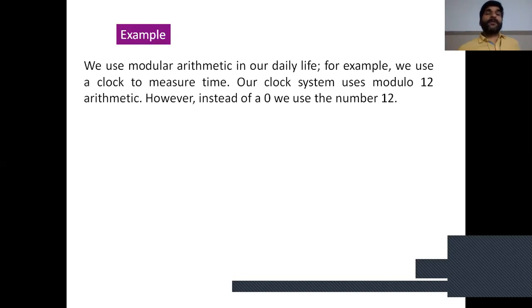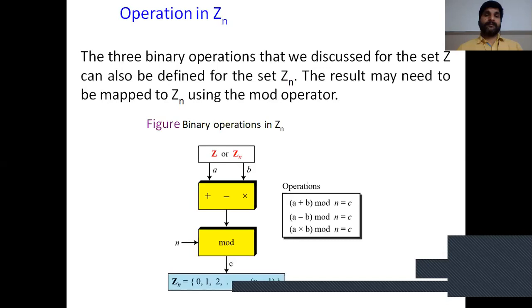For example, we use modular arithmetic in our daily life. For example, we use a clock to measure time. Our clock system uses modulo 12 arithmetic. However, instead of 0, we use the number 12. Now, operations in Zn.